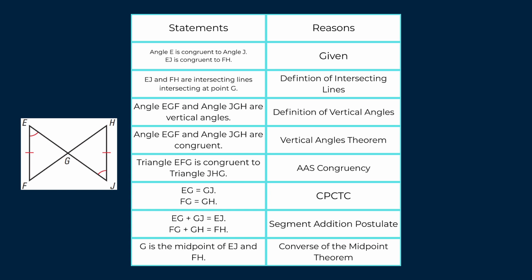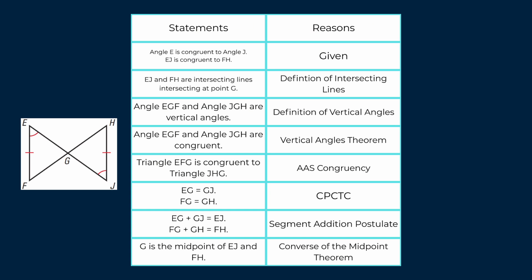Now look at EJ and FH. They're intersecting lines, and they intersect at G. That's the definition of intersecting lines. So we know that when lines intersect, they form vertical angles. And the ones that we need to use right now are EGF and JGH, if you want to try and make those angles in your head, because those are the angles that we will want to use when we try and prove these triangles congruent, because they are part of the triangles. So we define them as vertical angles, and we use the vertical angles theorem to prove them congruent.